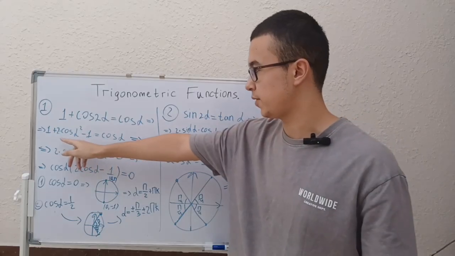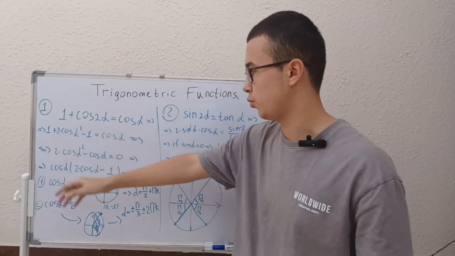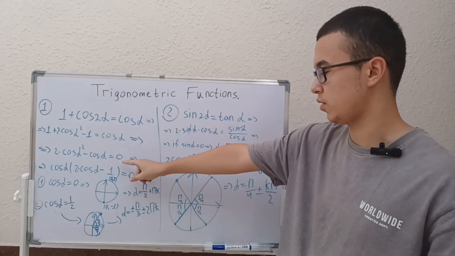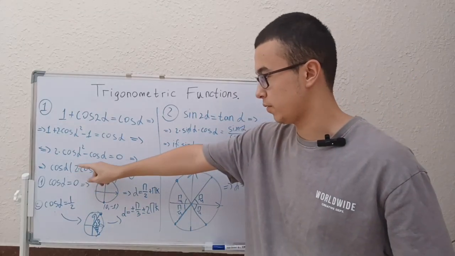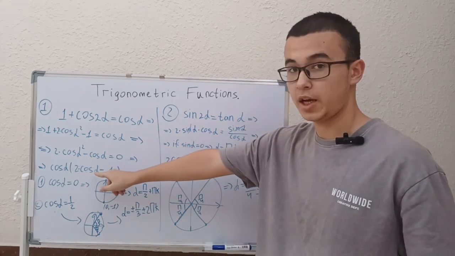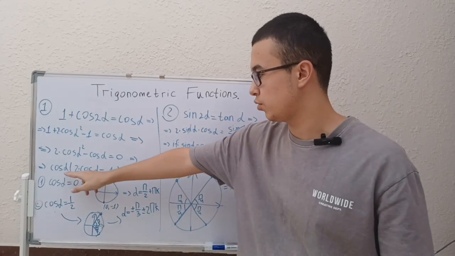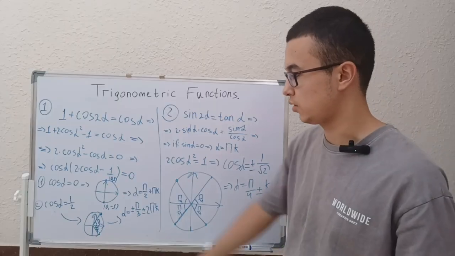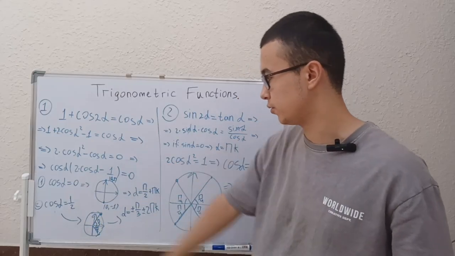So we have that this equals cosine alpha. Because the 1 here and the 1 here eliminate each other, we have 2 times cosine alpha squared minus cosine alpha equals 0. If we factor out cosine alpha, we have cosine alpha times 2 cosine alpha minus 1 equals 0. Because the two expressions give 0 when multiplied, either cosine alpha is equal to 0 or cosine alpha is equal to 1 divided by 2.